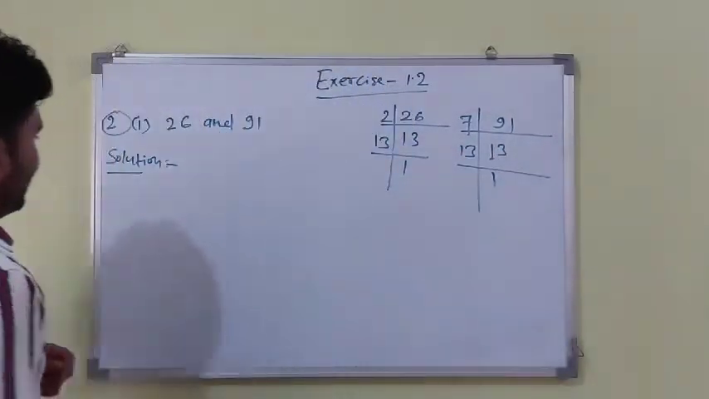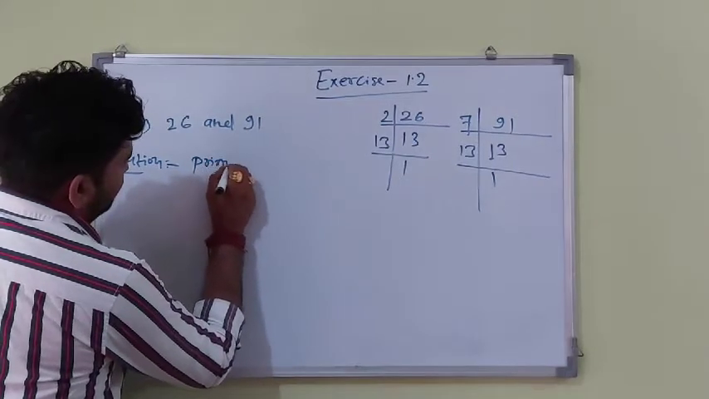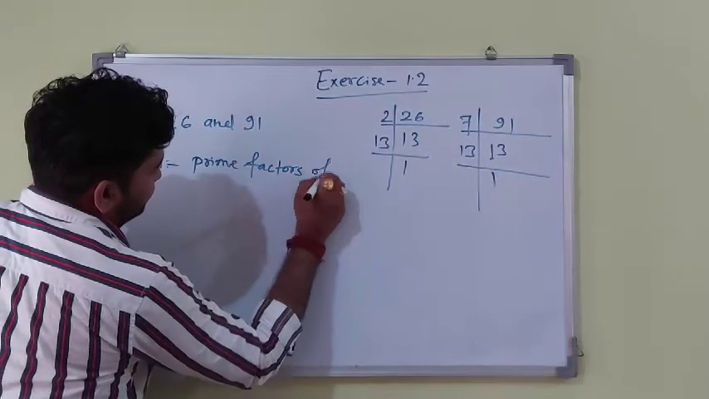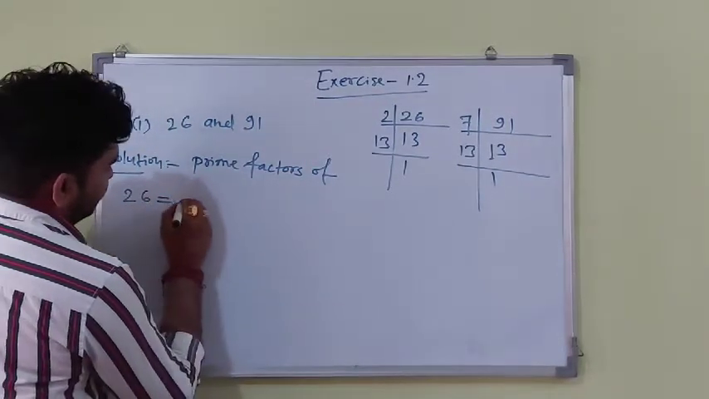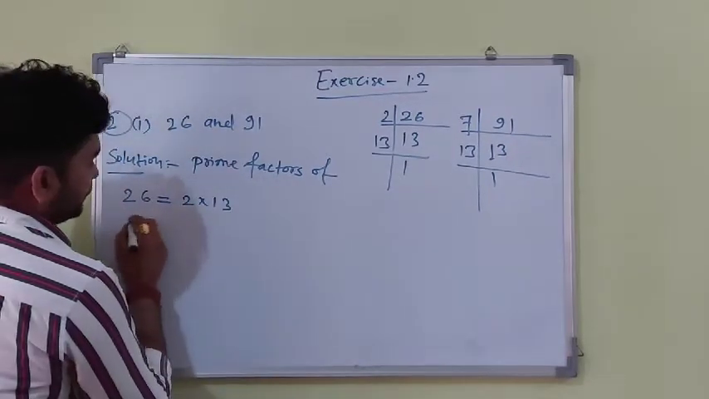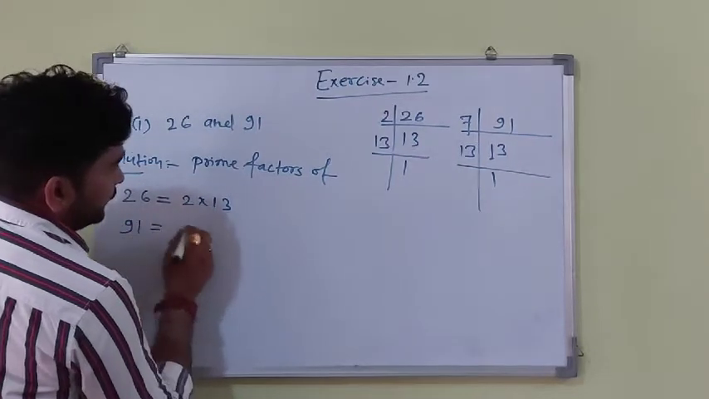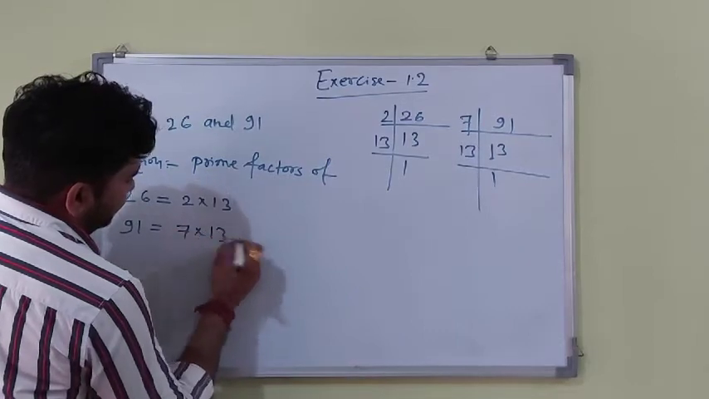Okay, and write it. Prime factors of 26 is equal to 2 into 13. Prime factors of 91 is equal to 7 multiplied by 13.